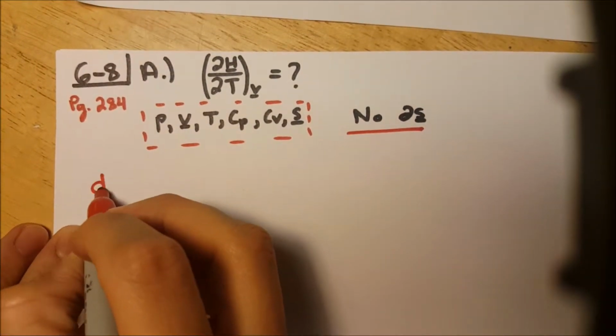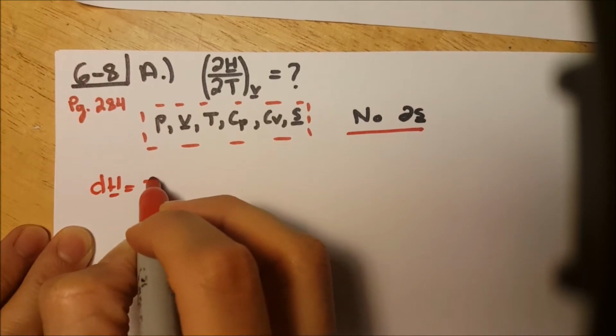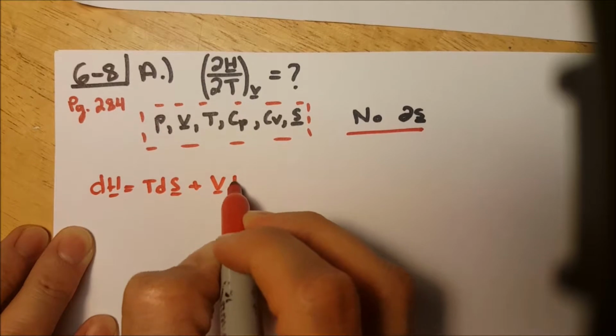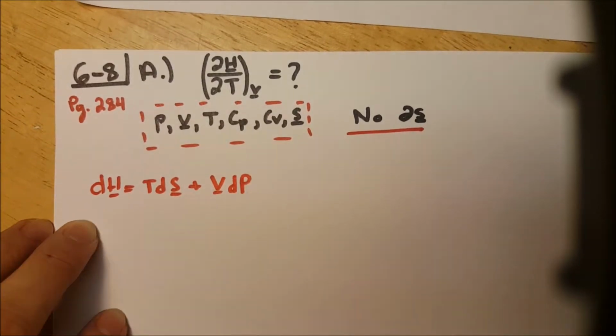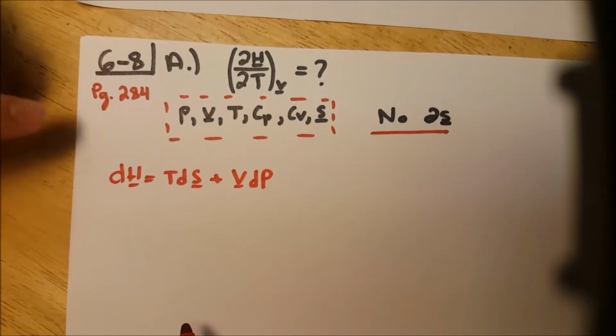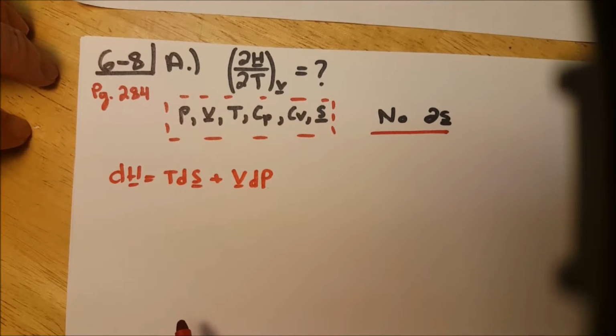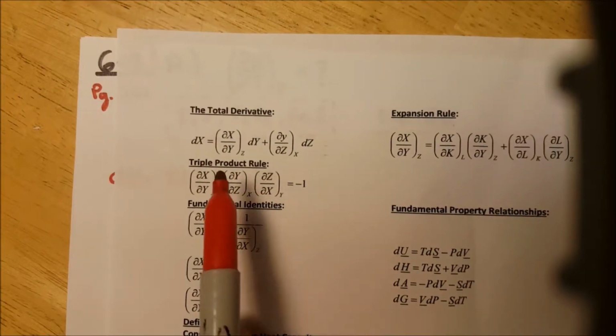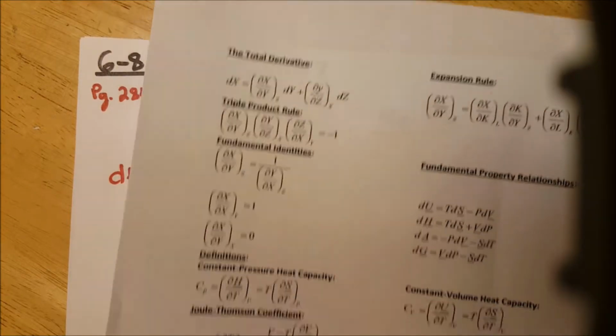So we have dH is equal to TdS plus VdP. Now we want to start making some relations, and the way we do that is use the total derivative. Again, that's right here.